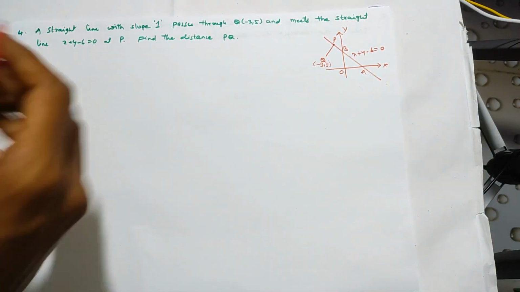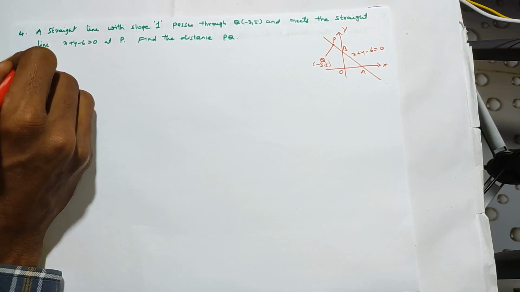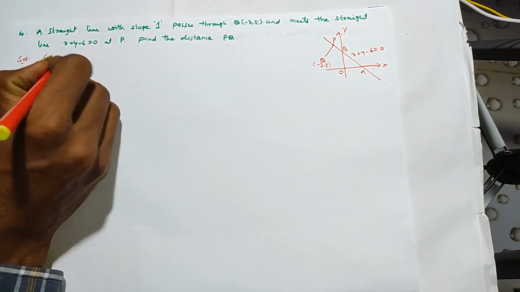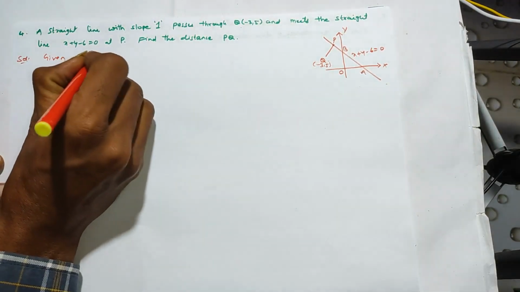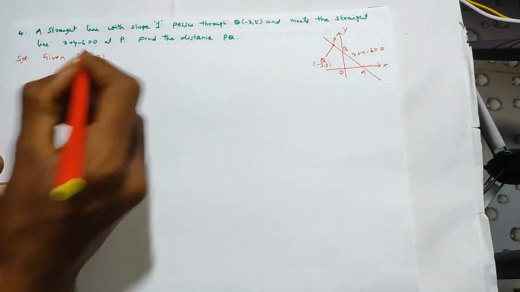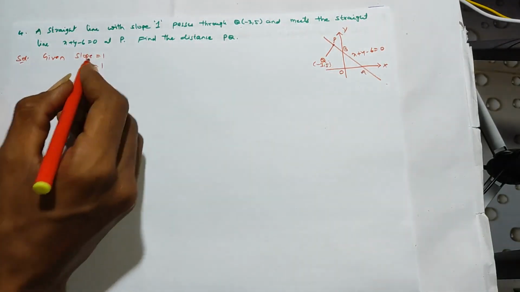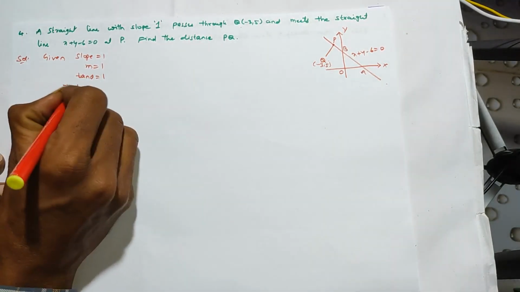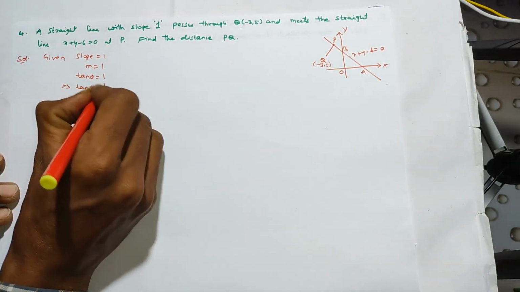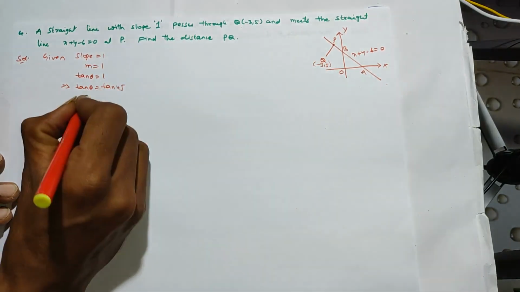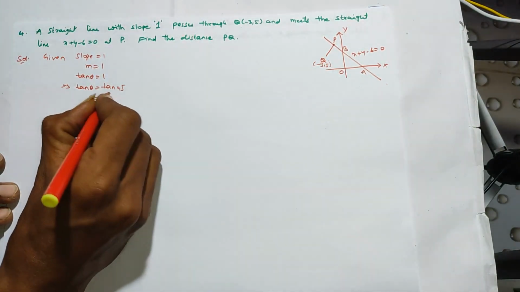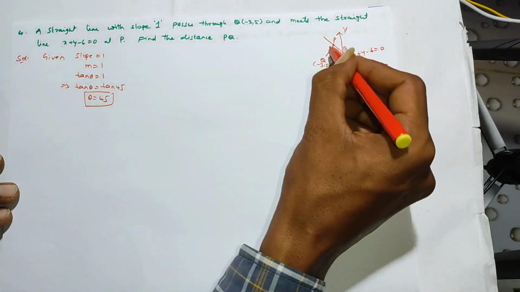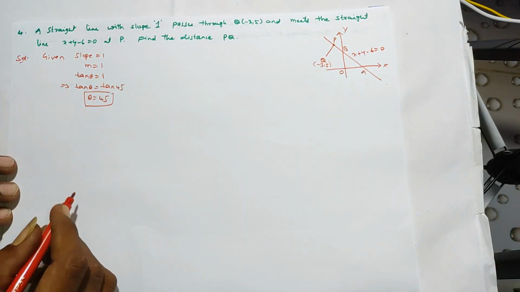The solution is: given slope is equal to 1, that is m is equal to 1. What is the formula for m? Tan theta, right? So tan theta is equal to 1. That implies tan theta is equal to tan 45. Then theta is equal to 45. So the angle of this line is 45 degrees.